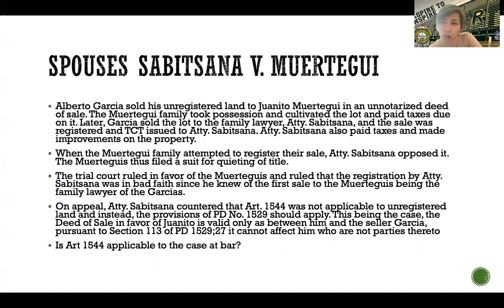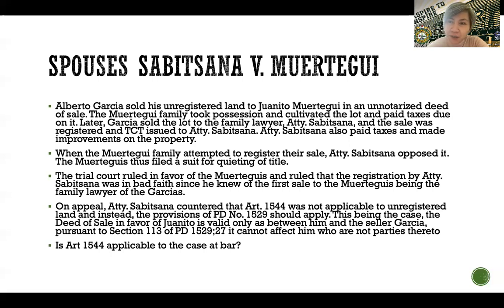Introduce, mag-improvement si Attorney Sabitsana nga naa man ang Muertegui sa property sad. So when the Muertegui family attempted to register their sale, Attorney Sabitsana opposed the registration. So the Muerteguis filed a suit for quieting of title. The trial court ruled in favor of the Muerteguis, and they said that the registration by Attorney Sabitsana was in bad faith since he knew of the first sale. Kaya siya may family lawyer sa Garcias.